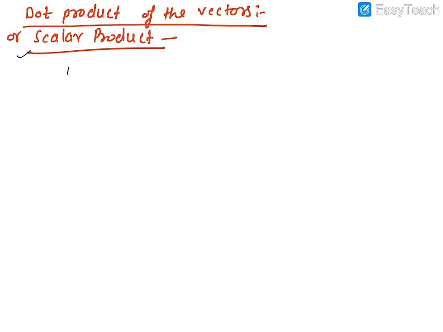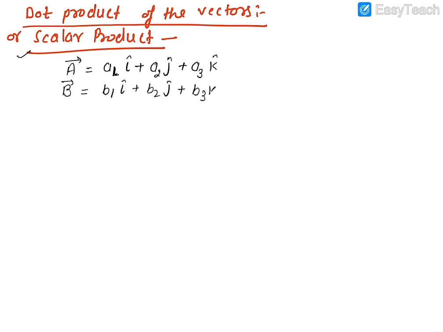So suppose there are two vectors, one called the a vector. I explained how to represent vectors, so suppose this is a1 i cap plus a2 j cap plus a3 k cap. Then there is another vector, which is called the b vector, represented as b1 i cap plus b2 j cap plus b3 k cap.